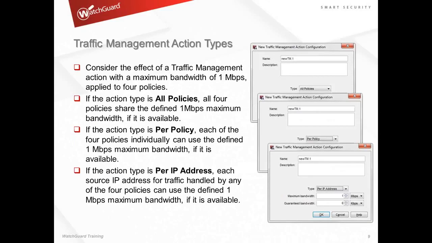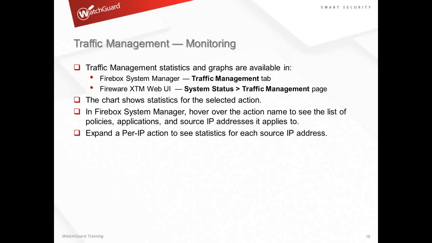So, just to delve in a little bit deeper on the action types, if it's all policies, all 4 policies will share that defined 1 megabit per second maximum bandwidth if it's available. If it's per policy, each of the 4 policies individually can use the defined 1 megabit per second maximum bandwidth, and then obviously the per IP address, each one can use 1 megabit per second.